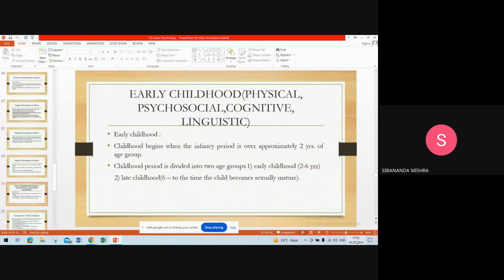The childhood period is divided into two age groups. Early childhood, 2 to 6 years. Late childhood, 6 to 10 years, to the time the child becomes sexually mature. So early childhood often focuses on children learning through play. It also includes toddlerhood, and is sometimes called the play age and early education. Preschool and kindergarten age emphasize education around 3 to 6 years.